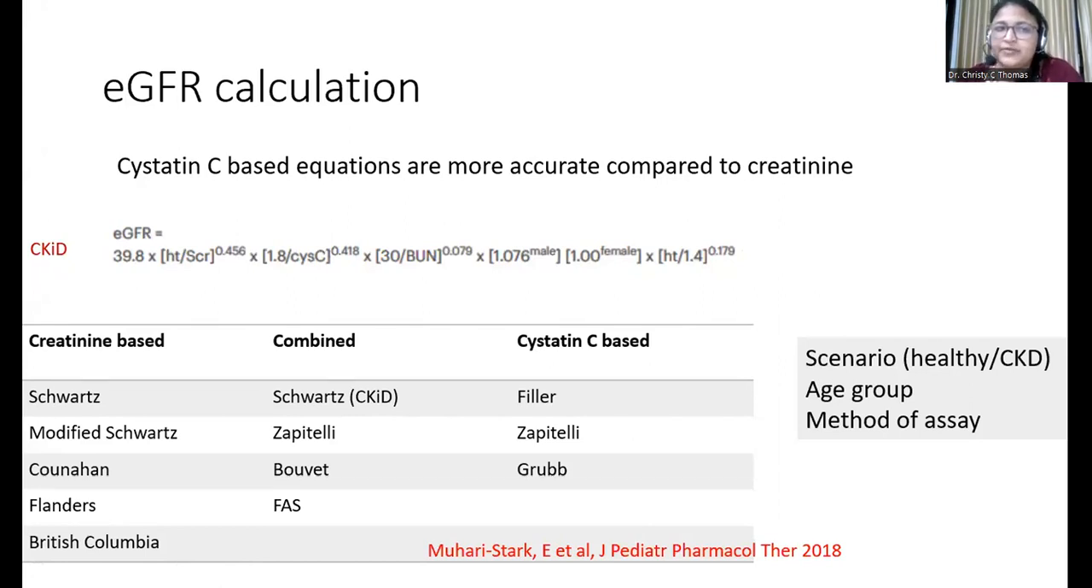So when you select a particular formula for eGFR estimation, you should be aware that we should look at the original study from which this formula was derived. You should look at the population in which the equation was derived, whether it is a normal child, normal healthy kids, or a population of children with advanced CKD or early CKD. What was the age group of this population, and what was the method of assay for the creatinine or the cystatin C selected? At least these three variables we should look at, and if we replace any of these things, there is a chance of underestimation or overestimation of GFR.